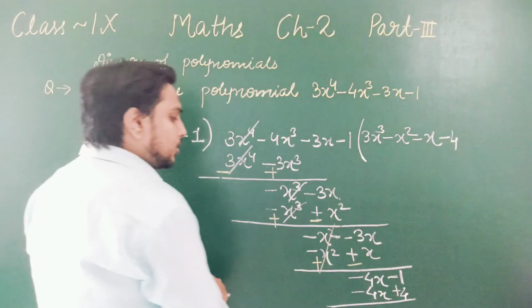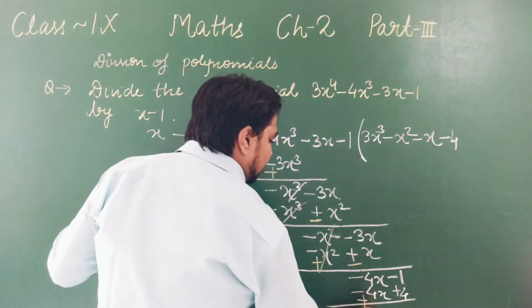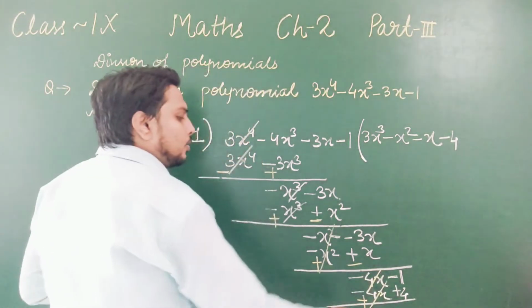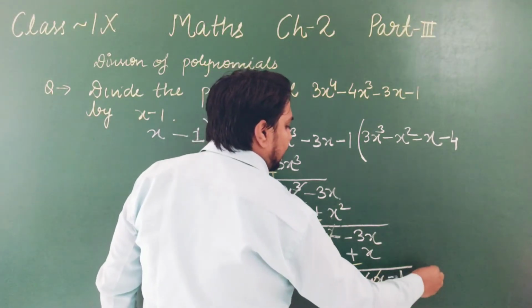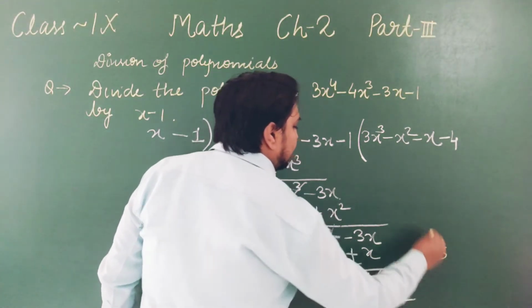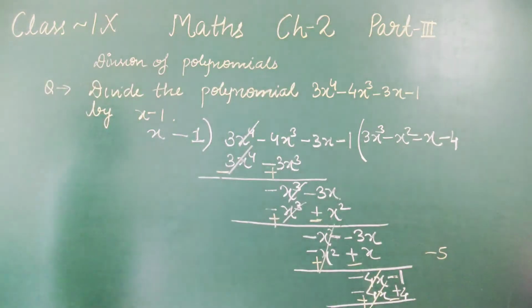So after subtraction, the sign will change. This minus 4x plus 4x will be cancelled out, and minus 4 minus 1 we will get what? Minus 5. We will get a remainder of minus 5.